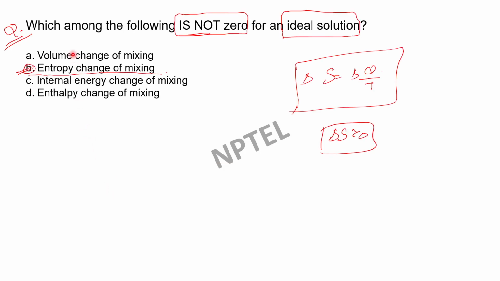Now this is another question: which among the following is not zero for an ideal solution? The options are volume change of mixing, entropy change, and so on. If you have gone through the concepts we have been discussing, like the entropy of the universe, the entropy of the universe continuously goes on increasing, and it can be related with the equation dS equals dQ by T. Now for an ideal solution, the entropy of the universe continuously goes on increasing. It is never zero. So the entropy change of mixing is not zero because it goes on increasing. So the correct answer is C, that is, the entropy change of mixing is not zero for an ideal solution.